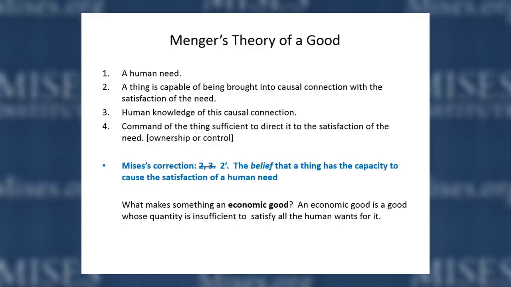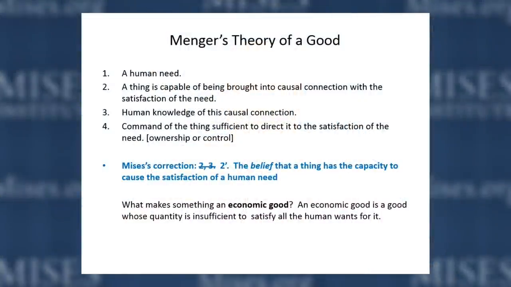There must be human knowledge of this causal connection. The individual must know that those various inputs, the mustard, the knife, the cheese and ham and so on, when they're combined and transformed into a ham sandwich, that they would satisfy his hunger. And there must be a command of the thing. He must have control of these things that are sufficient to allow him to transform them to satisfy his need.